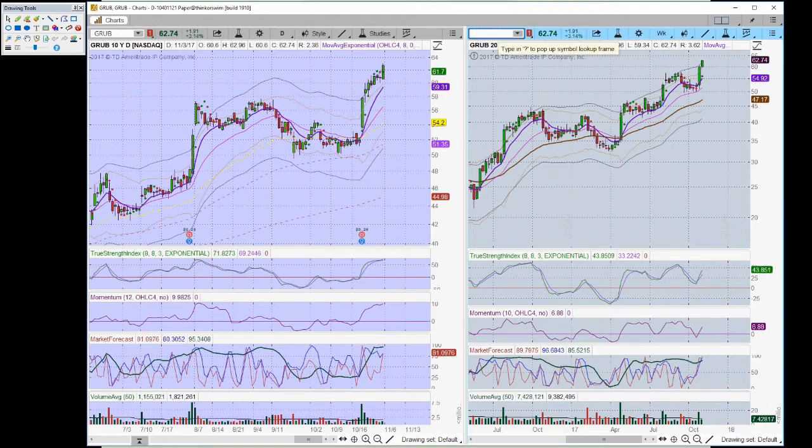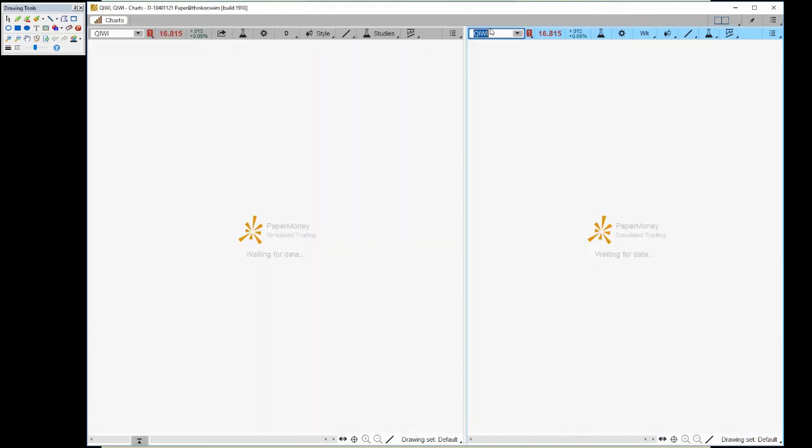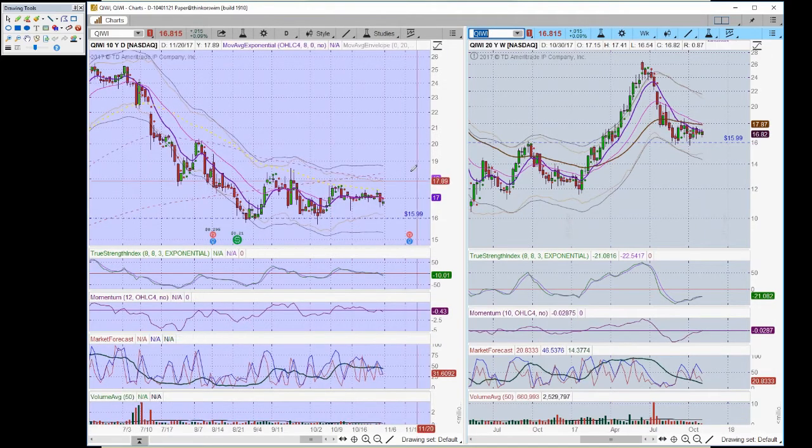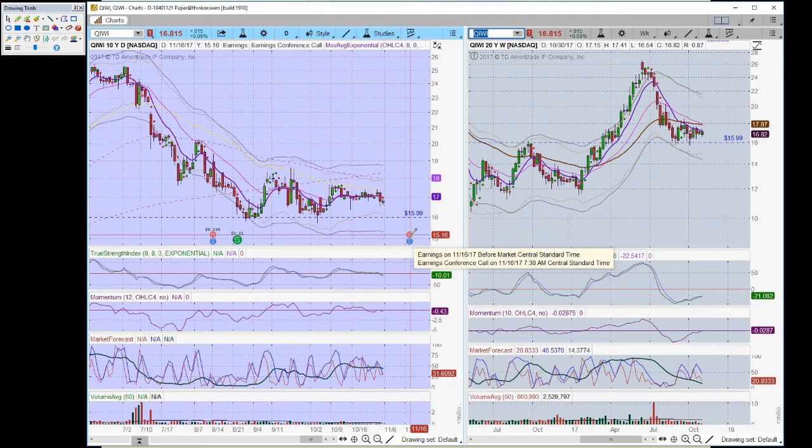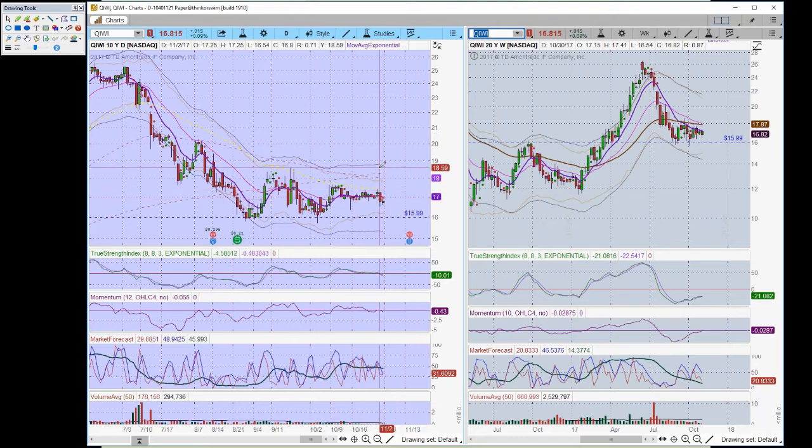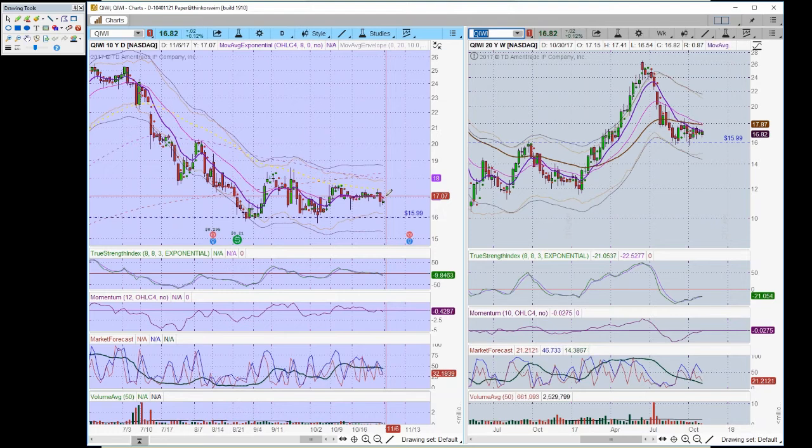Grub looks pretty good. Kiwi is another one, with a pre-earnings run. It looks kind of interesting, and you can buy the 17. It has earnings coming out on 11/16 before the market opens, and it also has weekly options. You can go out to the week that earnings are going to happen, and I think you can pick up the $17 call for about 50 cents.